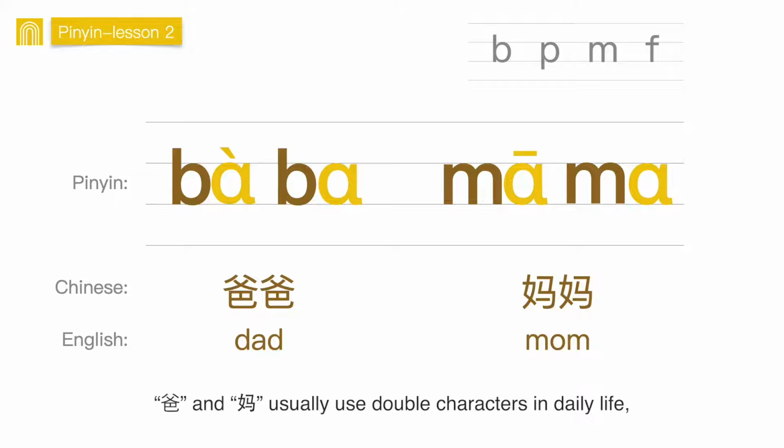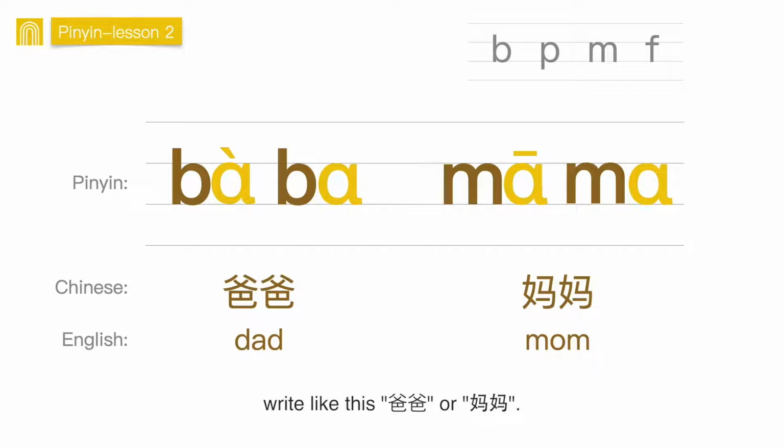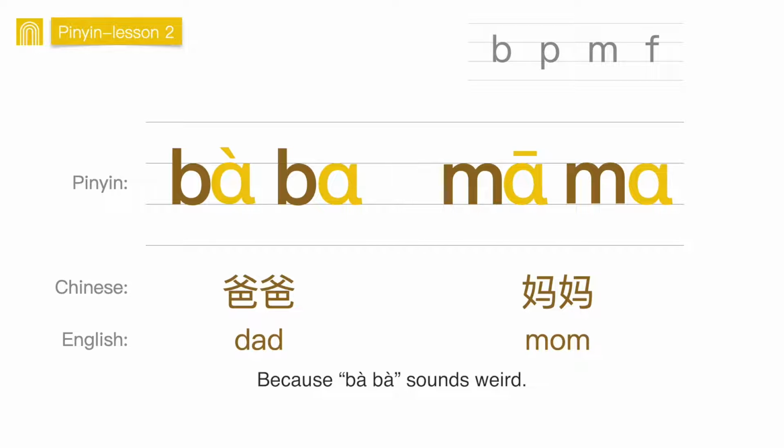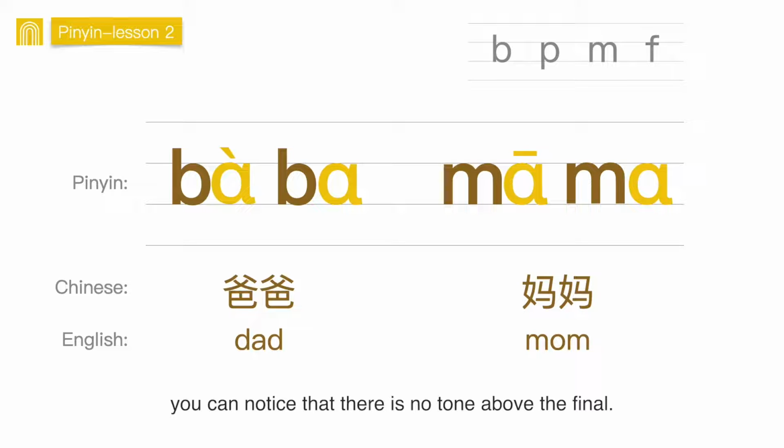Ba and ma usually use double characters in daily life. Write like this, baba or mama. Chinese people usually read them baba, not baba with a full second tone, because that sounds weird. The second ba, you can notice that there is no tone above the final. It's not that I forgot.